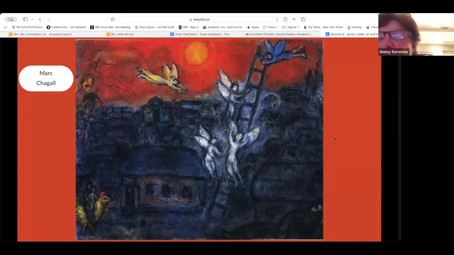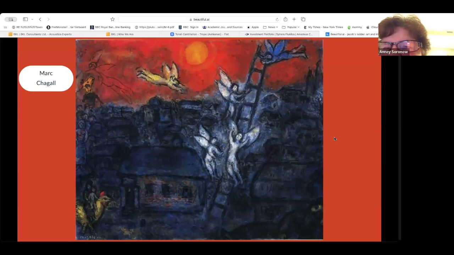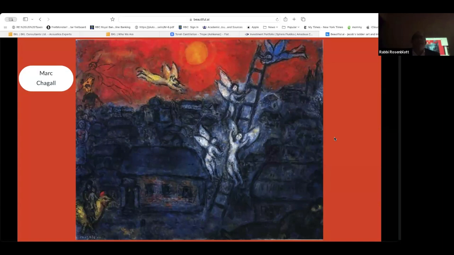I don't even see Jacob. Oh, down there, it's hard to find Jacob. On the animal. Yeah. And there's a baby there. I'm not sure what's going on. It's not easy to interpret. Maybe I'll leave that. I'm not sure I have a great interpretation of Chagall either.